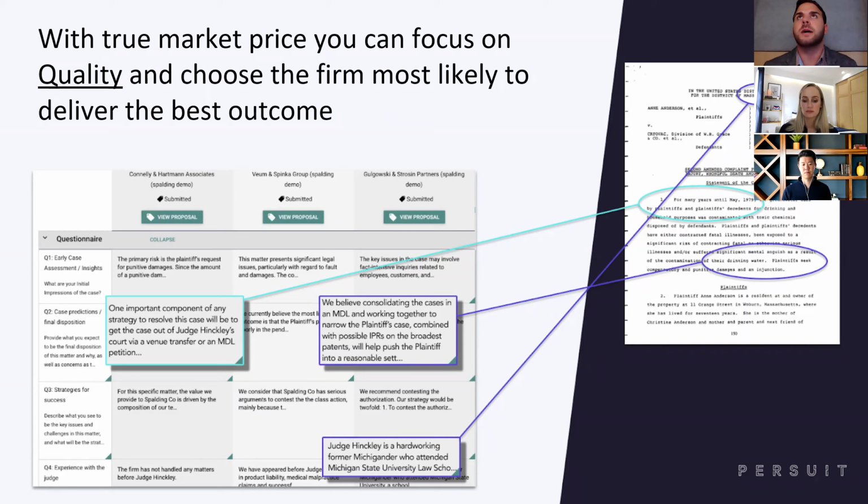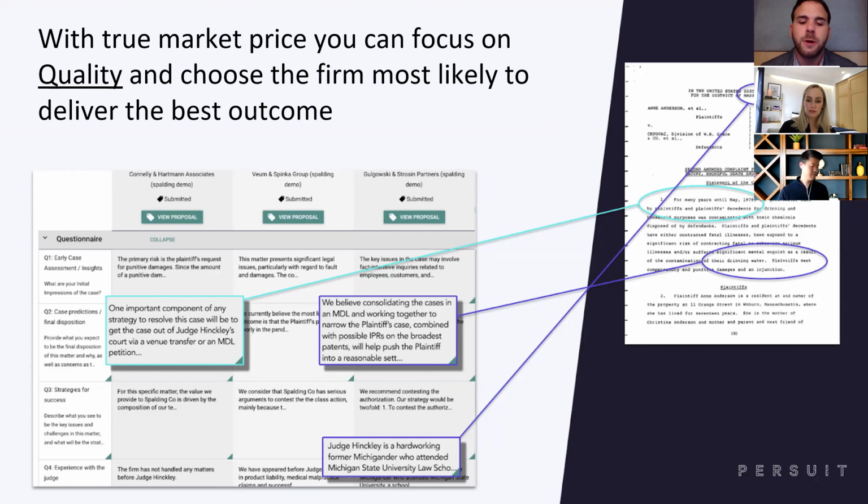And so if the firms really want the work, they'll drop their price. So I wouldn't say that just because you didn't have a lot of price movement that it wasn't a success, as I was talking about earlier. As long as you got the best price the market could bear, you should be happy with that.